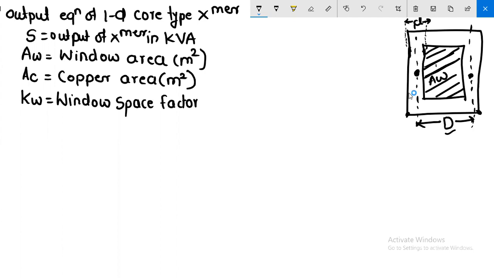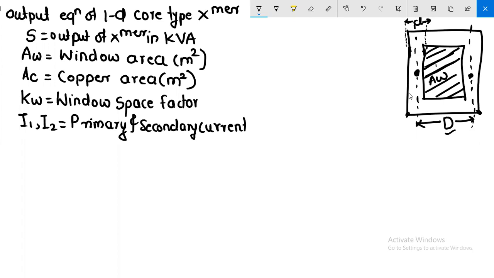Now what the window space factor is, we have to see in the proof. We have to start the proof from the window space factor. Then next are I1, I2. What are they? Primary and secondary winding current, which we measure in ampere.